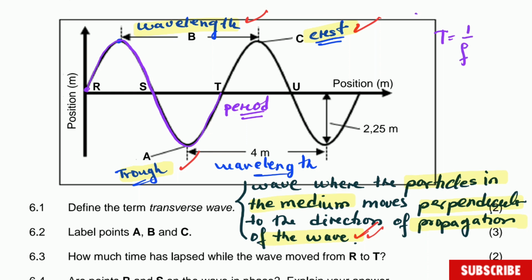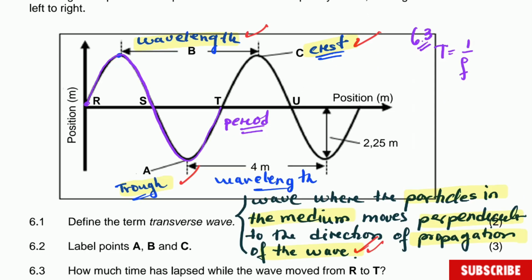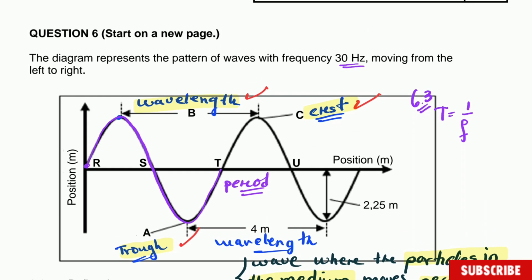The period is equal to 1 divided by frequency. This one is question 6.3, sorry. 6.1 is done long ago. And here, if you go to the formula sheet, guys, the formula is given to you. So please make sure you go to the formulas. So what is the frequency? The frequency given to you is 30 Hz. So this one is 1 divided by 30 Hz, and then the period is equal to 0.03 seconds. Remember, it's the time for 1 complete wave. So that one is the answer here.